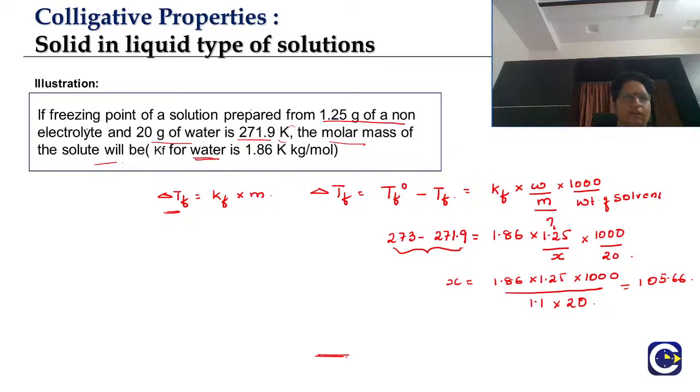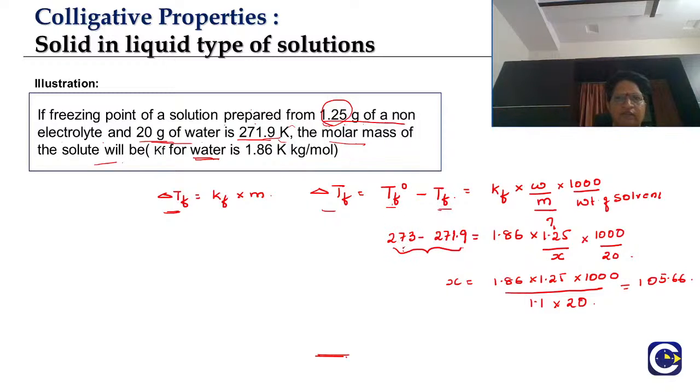The problem: if the freezing point of a solution of 1.25 grams of electrolyte in 20 grams of water is 271.1, what is the molar mass of the solute? Delta Tf is the depression in freezing point; the freezing point of the solvent will be higher when compared to the freezing point of the solution. And we know if water is the solvent, the freezing point of water at 1 atmosphere is 273 Kelvin.